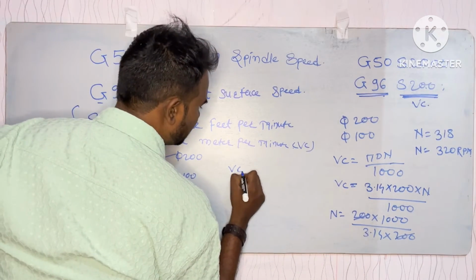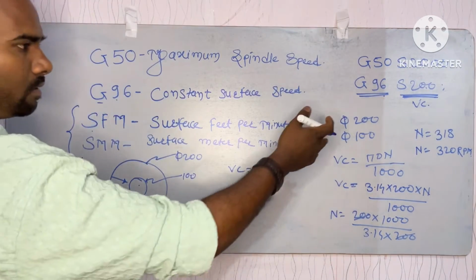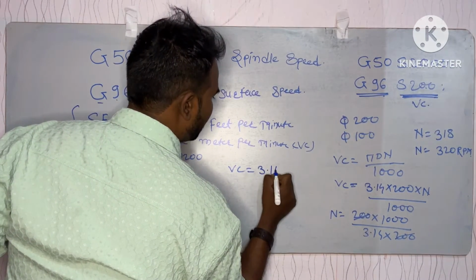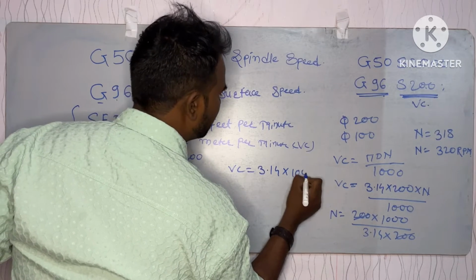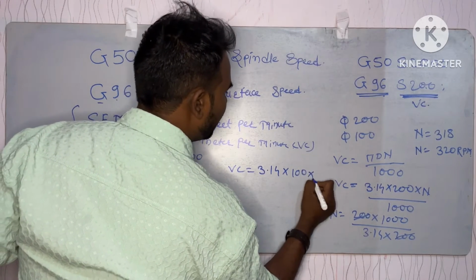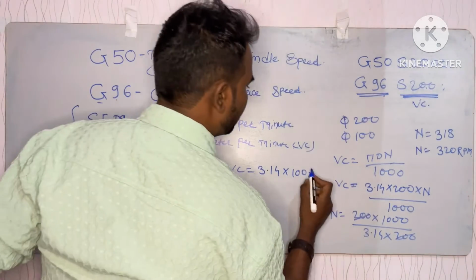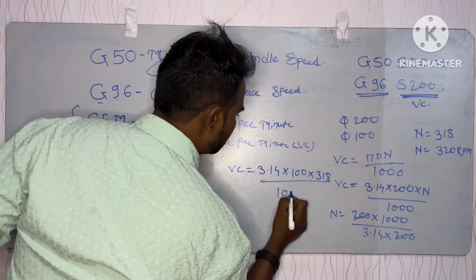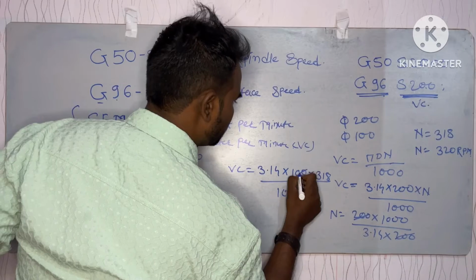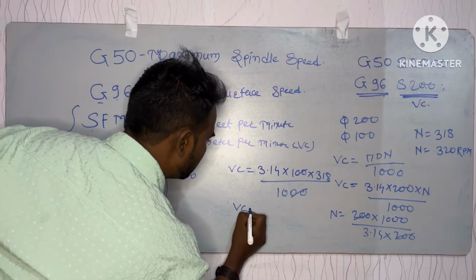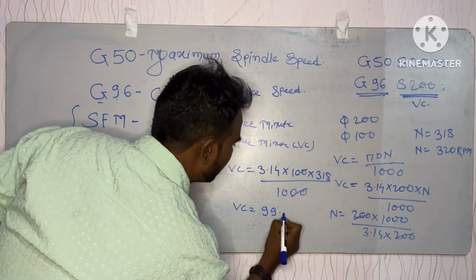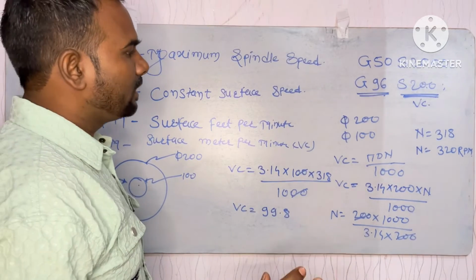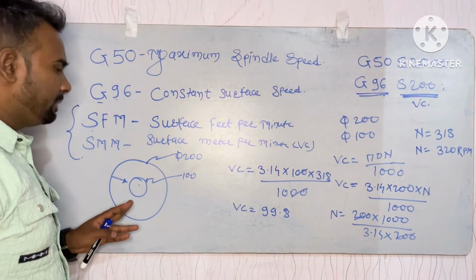What is our next diameter? Diameter is 100. VC is equal to pi dn by 1000. What is the value of pi? Pi is 3.14 into d is 100, and n is 318. 318 divided by 1000. The two zeros cancel. VC is equal to 99.8.